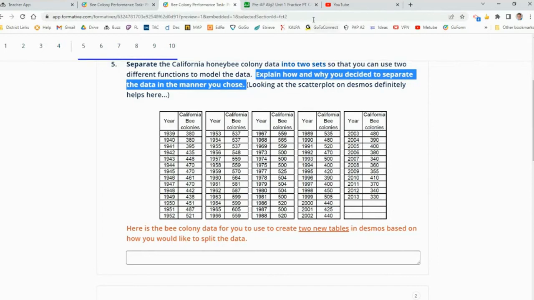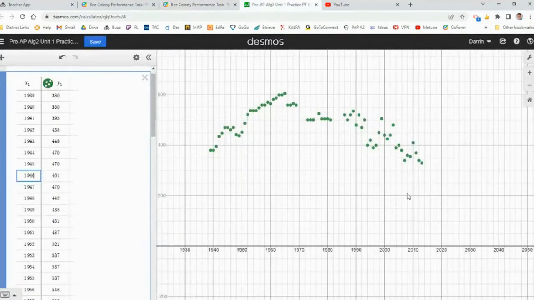When you look at it, you make a good thing in your head. All right, how would I want to split that? Where would I want to split that? What year would I want to make the first year of the second one as opposed to the first one? All right, so you can look at that and decide that.